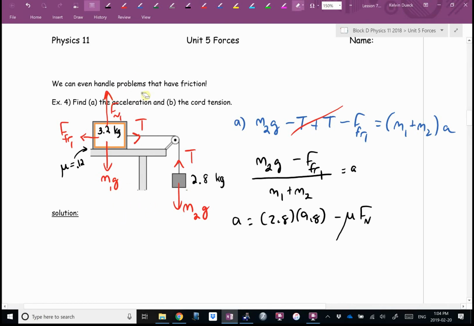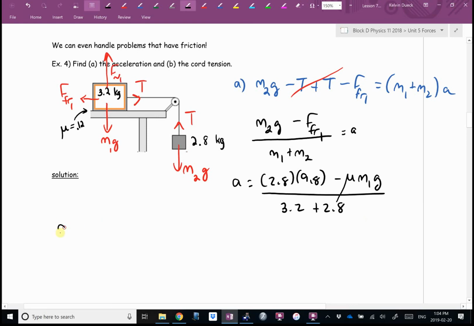Which M? Okay, I got to be fussy. So this is going to be M1G all over 3.2 plus 2.8. Now, if you wanted to go to your calculator on this line, you could. Or, Savannah, if you wanted to plug in mu is 0.12, m is 3.2, in our notes, we'll do one more line.